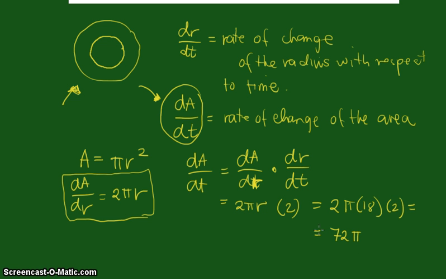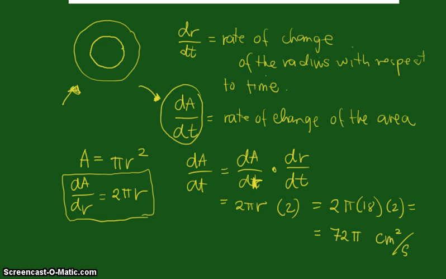So the rate of change in the area with respect to time at the time when the radius is equal to 18 is 72 pi. This is an area, so you have square centimeters per second.